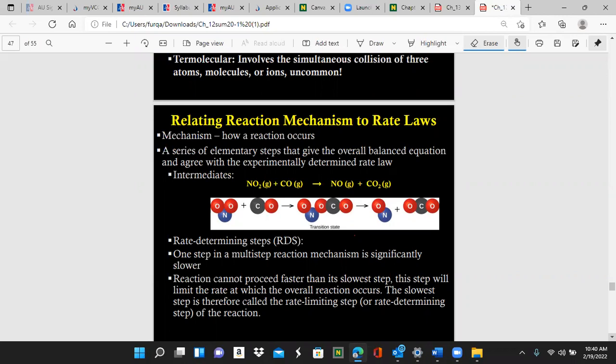It's not very easy, okay? Big scientists do that, but we understand that there is a mechanism involved, there are intermediates involved, and one of the intermediate or preliminary steps is going to be the rate determining step. The rate determining step is one step in a multi-step reaction mechanism which is significantly slower. So the slower one is the key player, and that controls the mechanism. A reaction cannot proceed faster than its slowest step. Okay, so keep that.